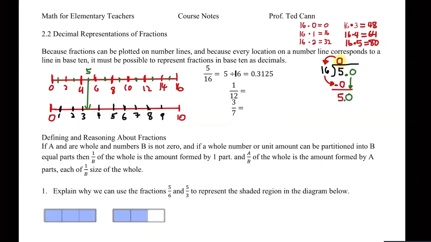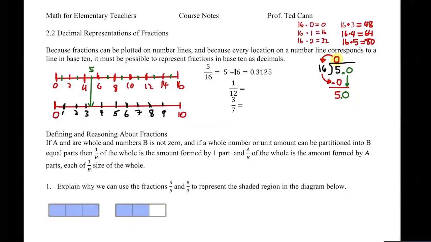64. All right, so with my multiples of 16, I'm looking to see what's the largest value that will divide into the 50, all right? So the largest value would be 3 because that gets me to a 48, but it doesn't get me to anything larger than a 48, right?